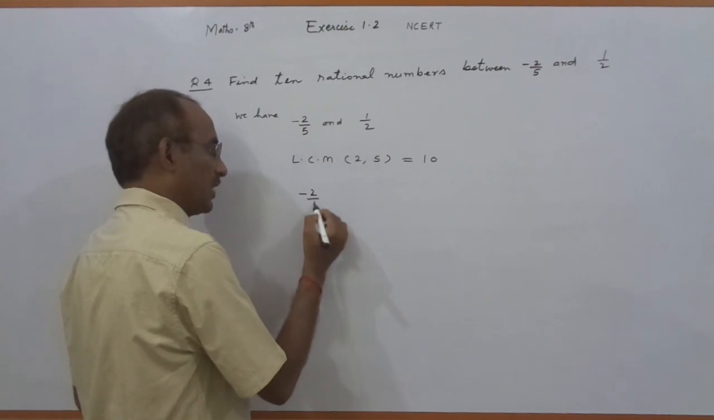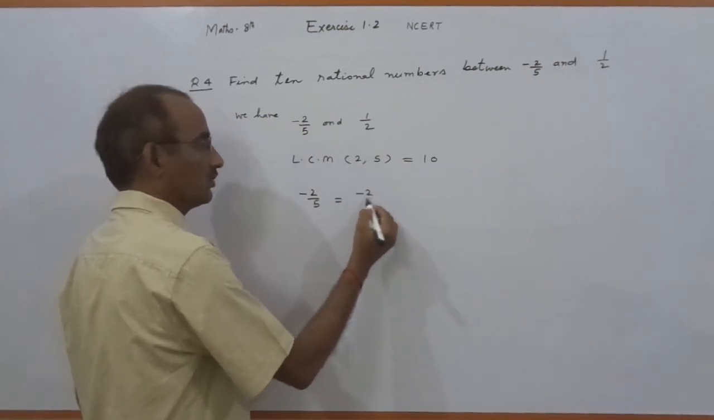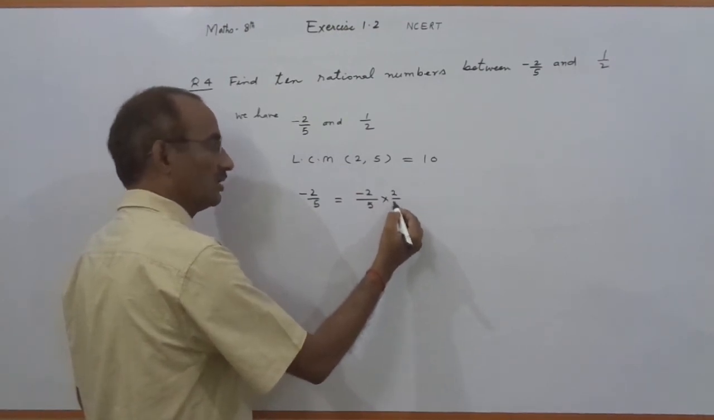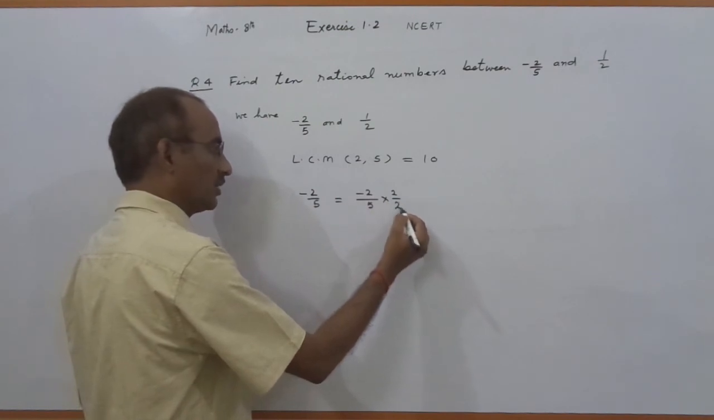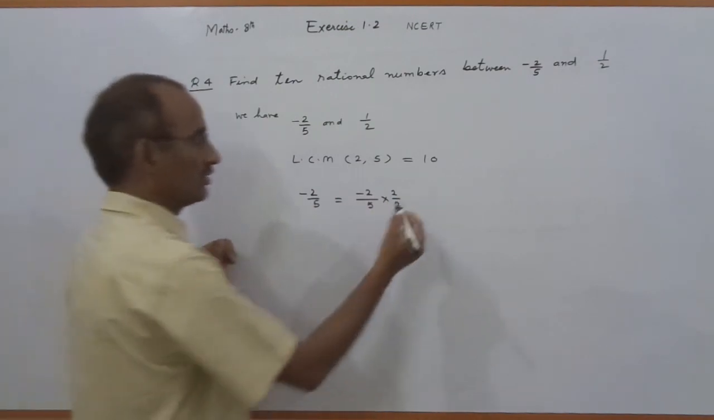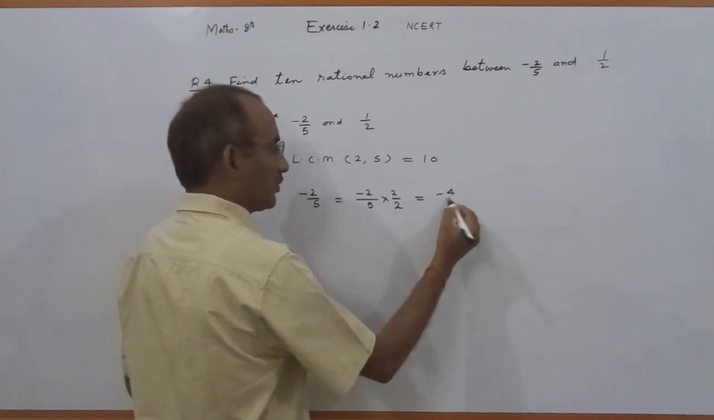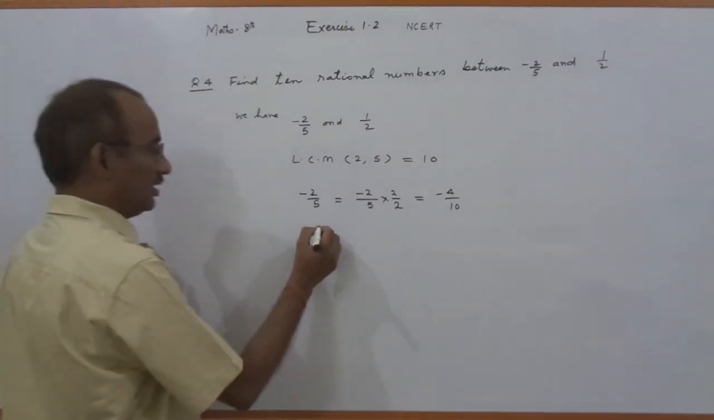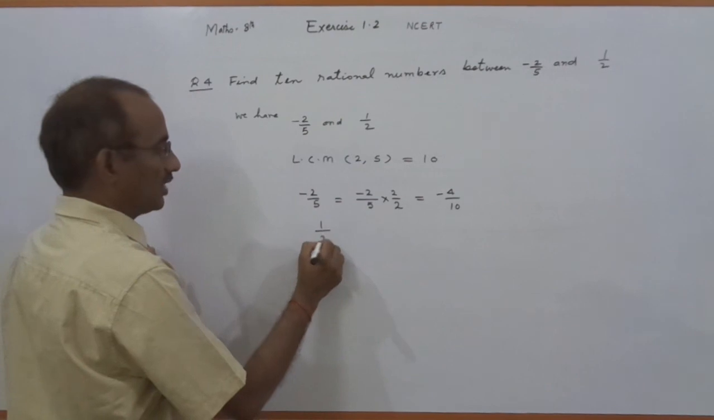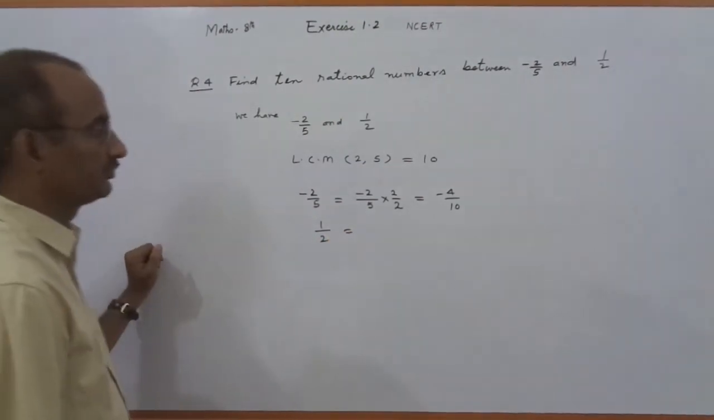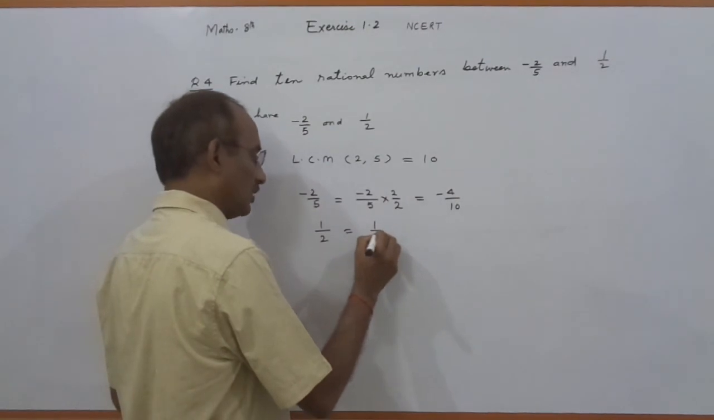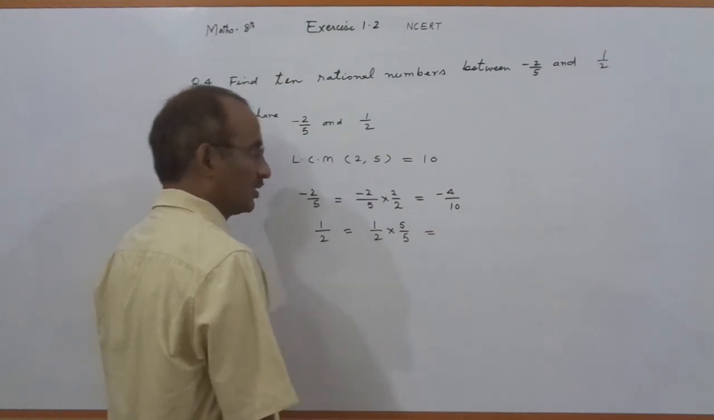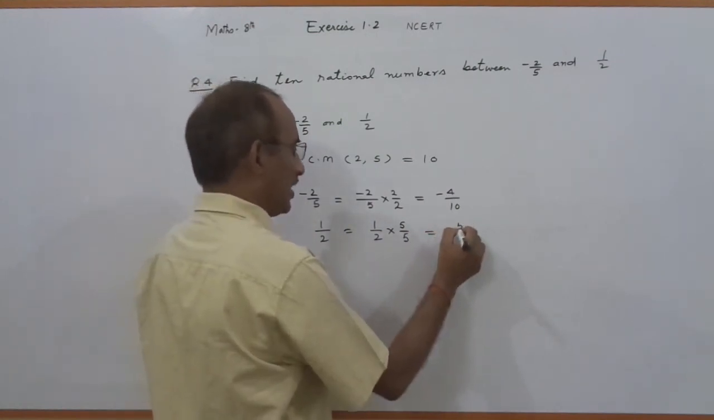Now -2/5 can be written as -2/5 multiplied with 2. 2 is multiplied with numerator, 2 is also multiplied with denominator. So we get -4/10. And 1/2 can be written as 1/2 multiplied with 5/5. So it can be written as 5/10.